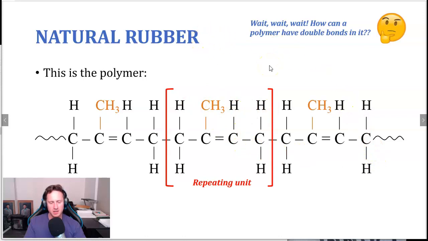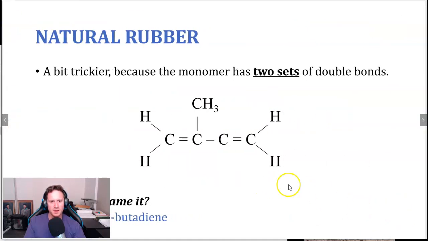The first question that we might be asking if you come straight from the previous video is, wait, how can a polymer have double bonds in it? Because when we did addition polymerization, all those double bonds were turning into single bonds. So it's a bit trickier because the monomer has two sets of double bonds. This is the monomer here.